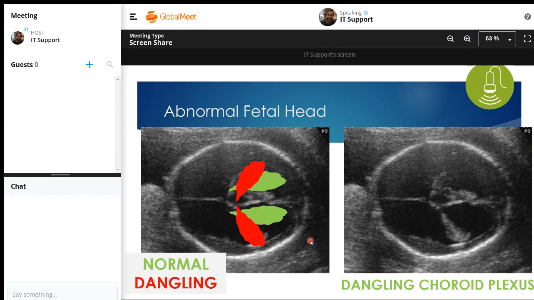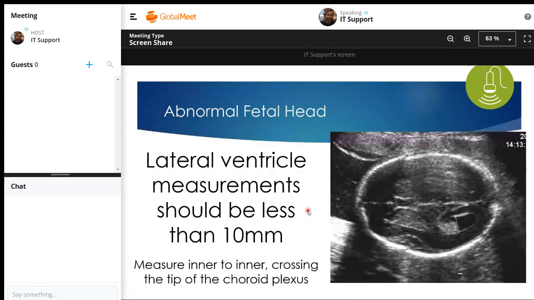So again, we want lateral ventricle measurement of less than 10 millimeters. We measure that inner to inner posterior ventricle, perpendicular to the ventricle, crossing the tip of the choroid plexus. So that represents the widest part of the lateral ventricle. Anything between 10 and 15 millimeters is considered mild ventriculomegaly. Anything over 15 millimeters is considered severe, and it has obviously the worst outcomes.